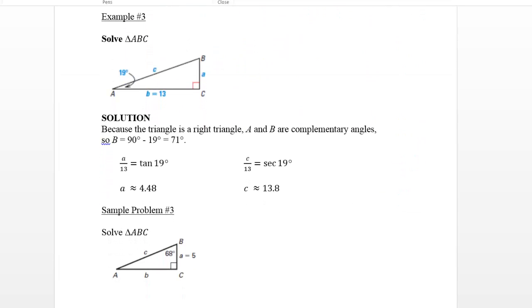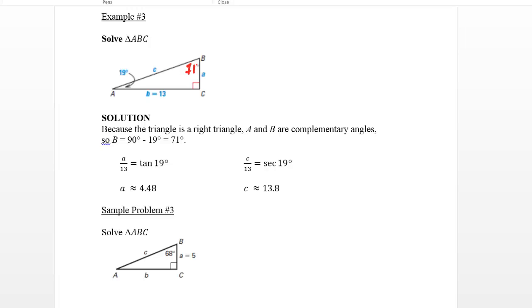Notice example number 3 simply says to solve triangle ABC, and the fact that it simply says solve means we want to find all of the missing parts. That means any missing angle and any missing side. The first thing you notice here is we have a 90-degree angle and the 19-degree angle. The third angle is very simple because we know all of them have to equal 180 degrees when added together. So we can come up with 71 as that other angle.